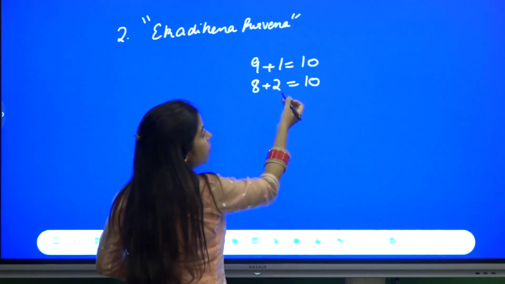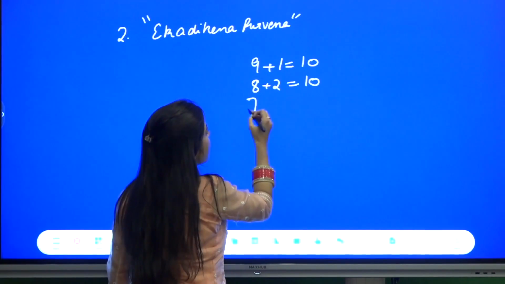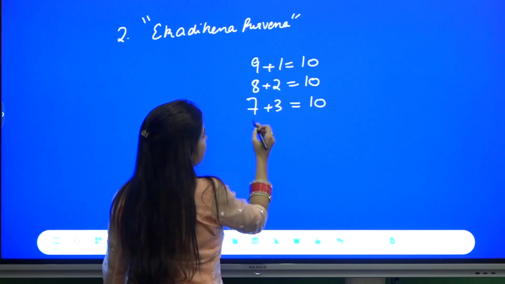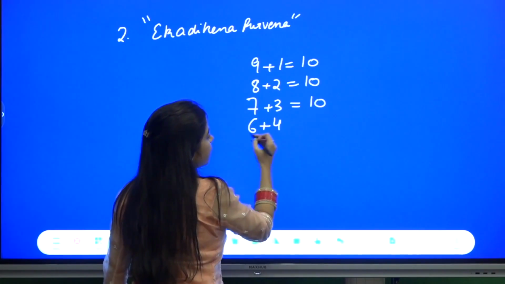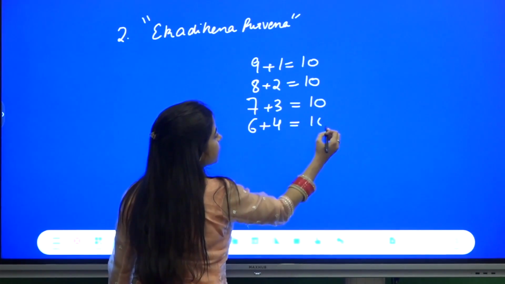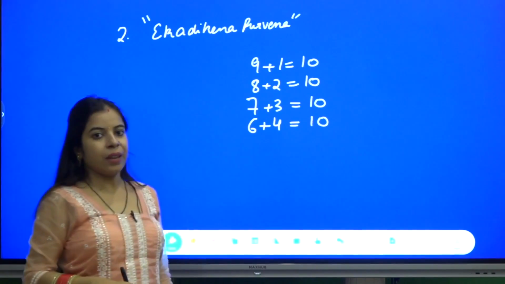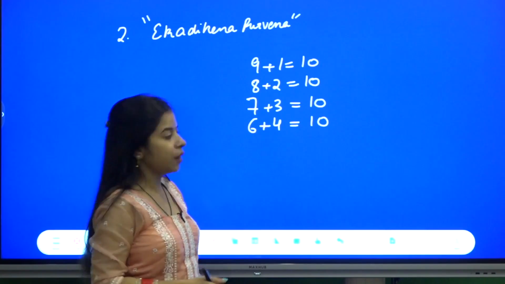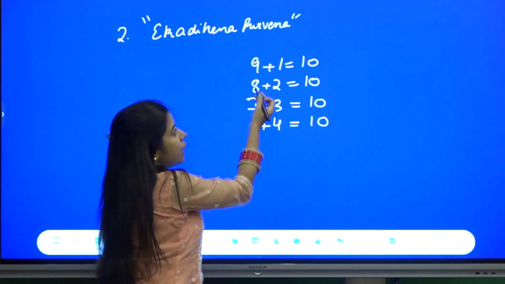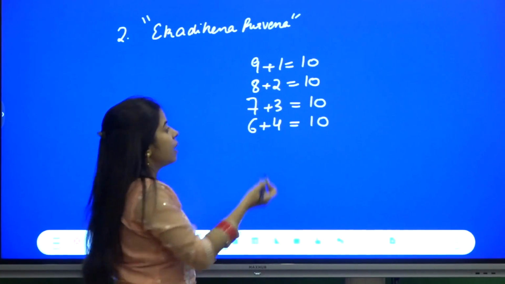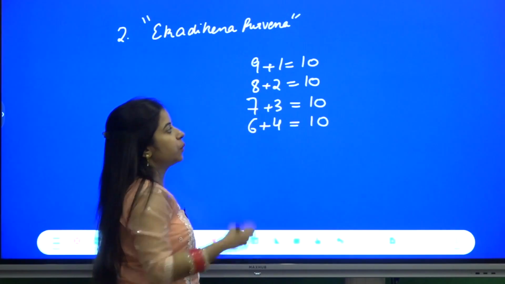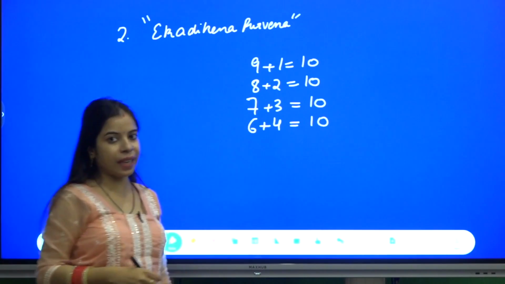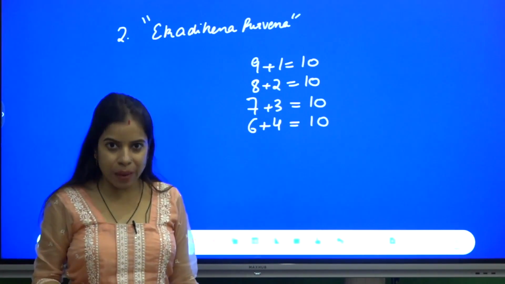How 8 will be helped by 2, how 7 will be helped by 3, and for 6, the best friend is 4. We add 1 to 9 to get 10. 2 is added to 8 to get 10. 3 is added to 7 to get 10, and 4 is added to 6 to get 10, which is our base.